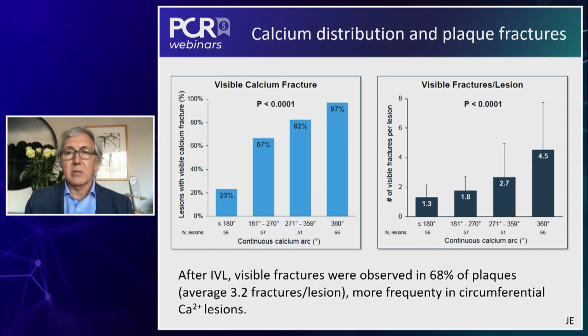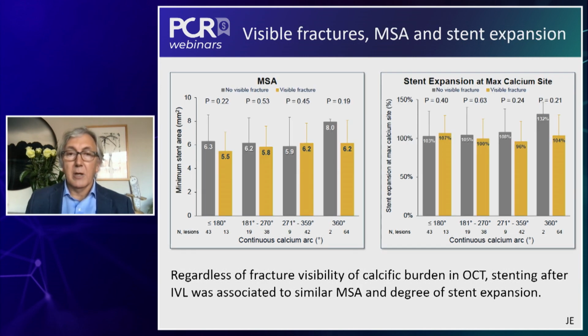And here you can see the visible calcium fractures with OCT in all these different subgroups of vessel calcification. Of course, as I mentioned, you see more in the 360 degree or concentric calcific plaques, but probably that's because you have more plaque to examine with OCT. The fact is that you see them in all, with an average of 3.2 fractures per lesion.